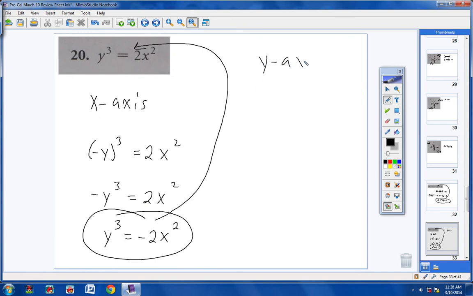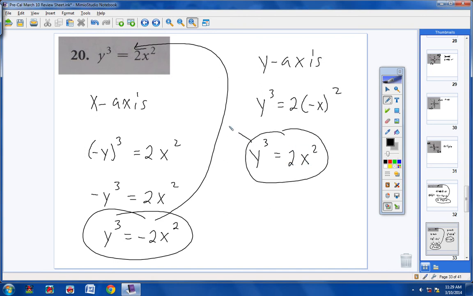Now let's check for y-axis symmetry. Everywhere there's an x, I'm going to put a -x. Now this was pretty easy. Think about it, guys. When you have -x to the second power, -x times -x is x squared times 2 is 2x squared. So yes, you do get out the original problem. So yes, we do have y-axis symmetry.